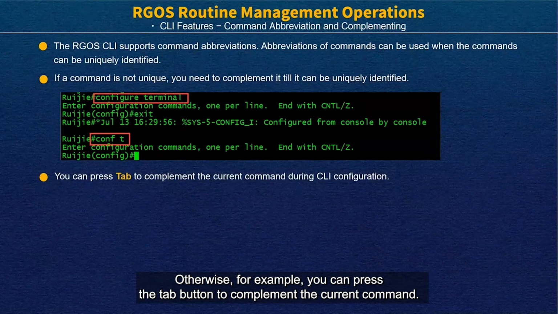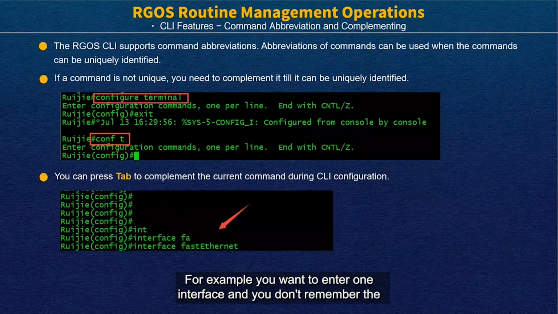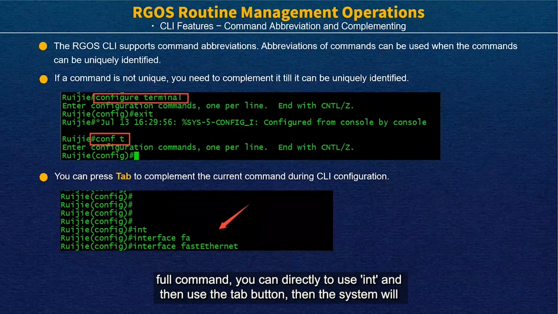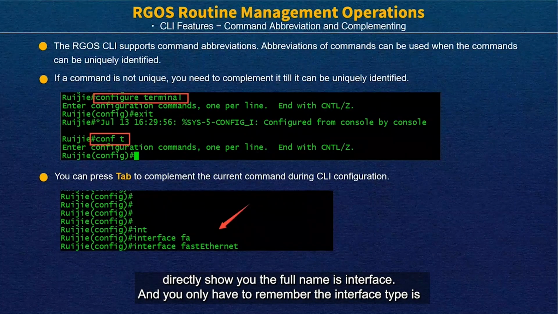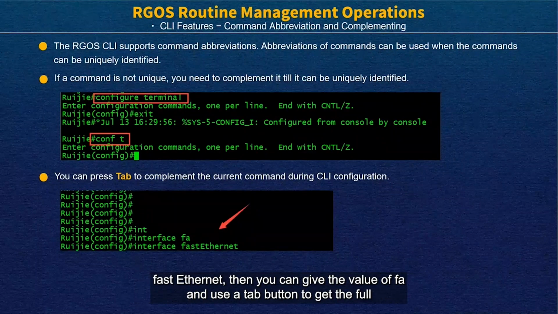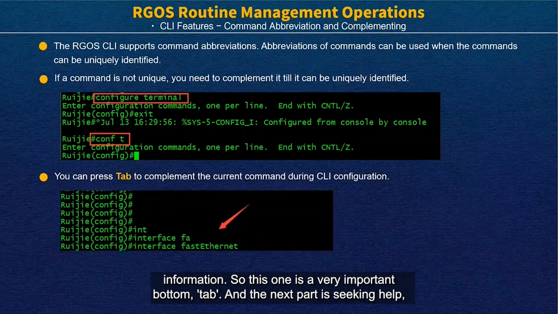Otherwise, for example, you can press the tab button to complete the current command. For example, you want to enter one interface and you don't remember the full command. You can directly use int and then press the tab button. Then the system will directly show you the full name is interface. And then you only remember the interface type is FastEthernet. Then you can give the value of FA and then use the tab button. Then you can get all the information. So the tab button is very important.